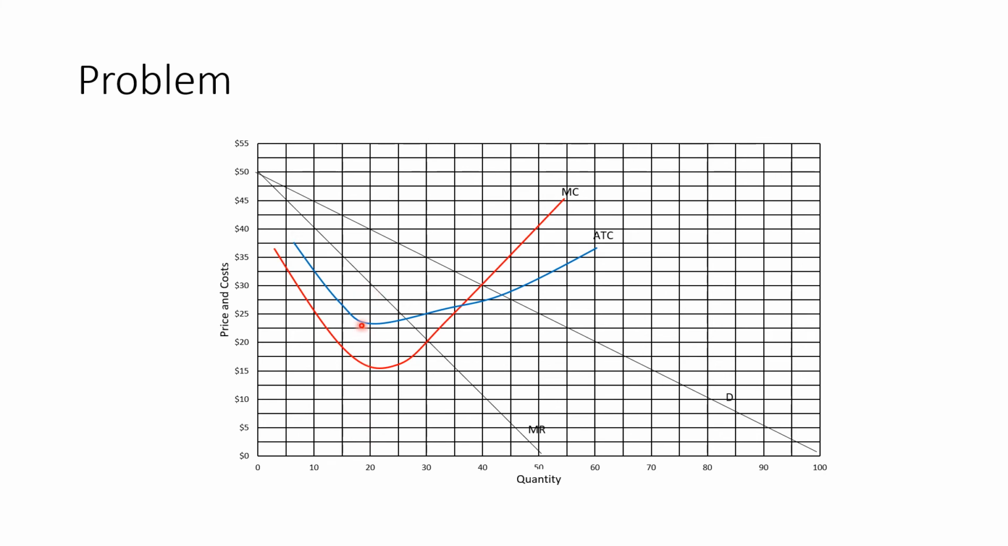That's a little bit harder to get at. The average total cost looks like about $27.50 here, and your price would be 30, so you'd make $2.50 a unit for 40 units. So you'd make what, $100 in profit.